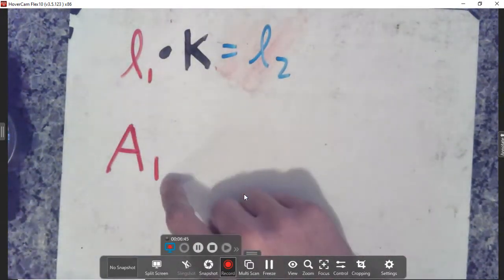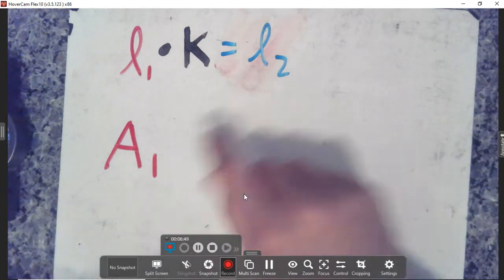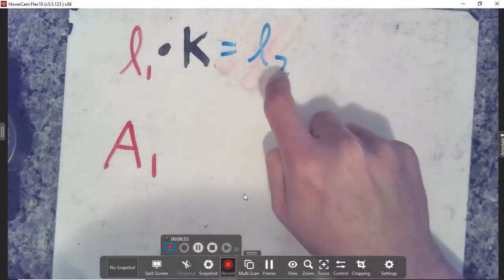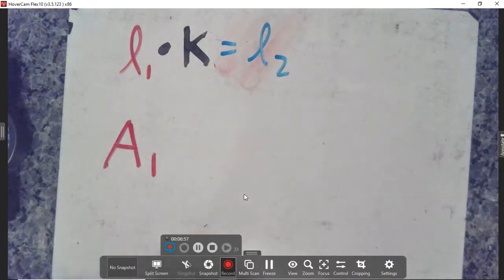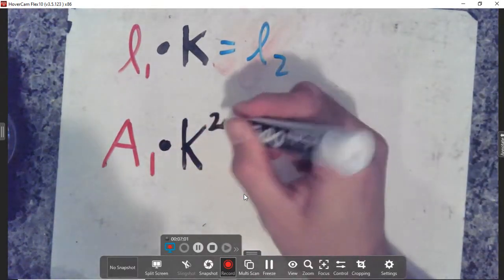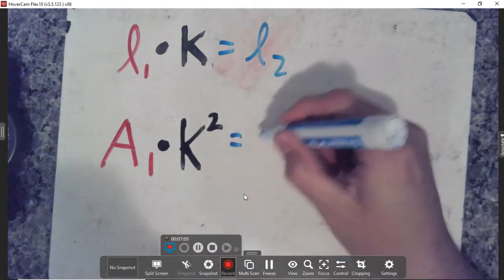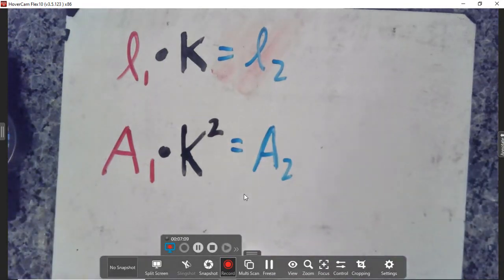would be A1. This is area 1. This is not to the first power, or to the second power. Notice that it's a subscript, it's below, it's not an exponent. Exponent would be up top. So A sub 1 times K squared, that's the big difference, and then equals the area of the second shape. That's the equation that we're going to use here.